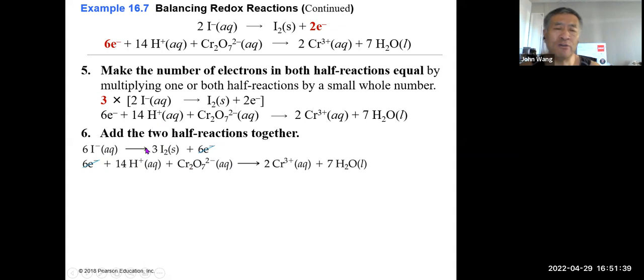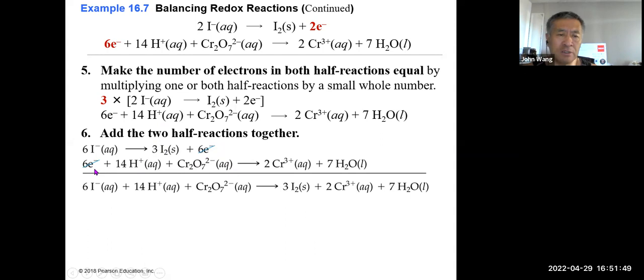After we add them together, these two arrows will become one arrow. So everything on the left can cancel out everything on the right. That's why we cross out the 6 electrons on the left of the second equation with the 6 electrons on the right of the first equation. Now we have this. Sometimes you might have something the same on the left and on the right. In this case, we don't have anything the same. So this is our final result.